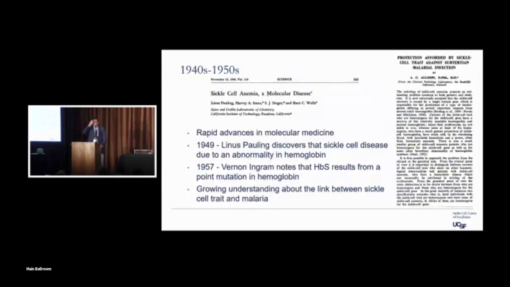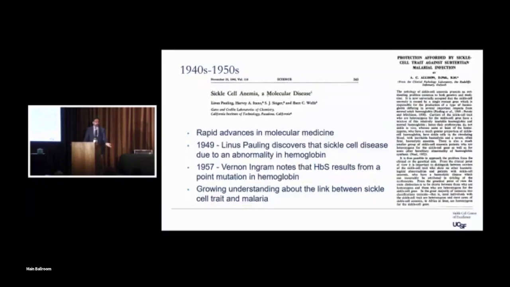In the 1940s and 50s, this is when the discovery of DNA and molecular medicine was at its forefront. And sickle cell disease is often described as the first molecular disease. This is the first disease that was described by its molecular basis, looking at the exact mutation and the exact protein that was affected, that causes the mutation in hemoglobin.